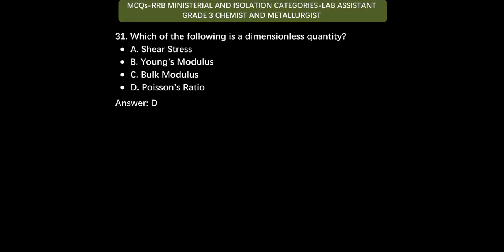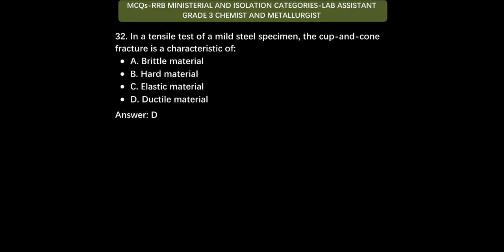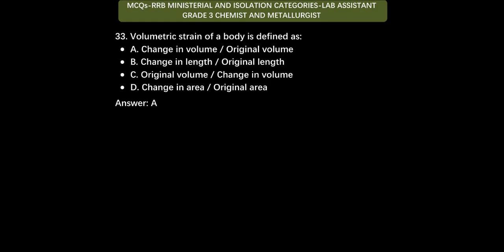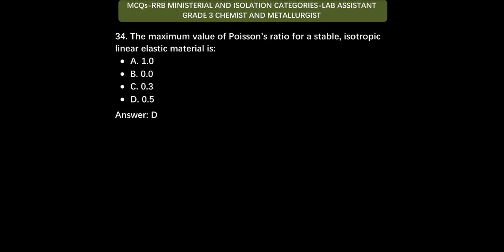Which of the following is a dimensionless property? Option D, Poisson ratio. In a tensile test of a mild steel specimen, the cup and cone fracture is characteristic of option D, ductile material. Volume strain of a body is defined as option A, change in volume by original volume. The maximum value of Poisson ratio for a stable isotropic linear elastic material is option D, 0.5.